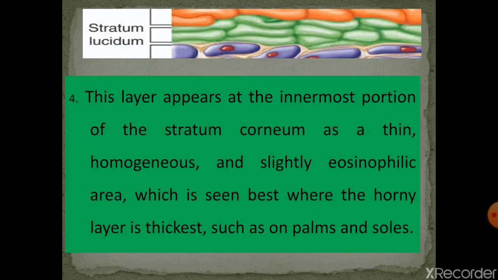Now this layer appears at the innermost portion of the stratum corneum as a thin, homogeneous and slightly eosinophilic area, which is seen best where the horny layer is thickest, such as on palms of the hands and the soles of the feet. It means where the outer layer, that is stratum corneum, is thickest, at those places the stratum lucidum can be seen.